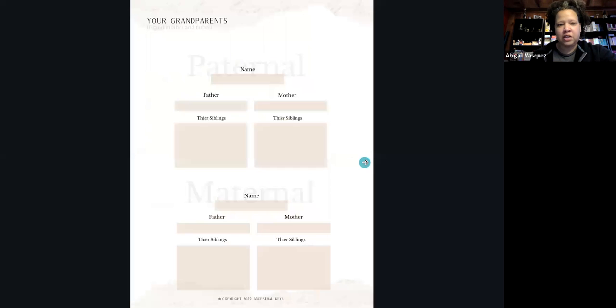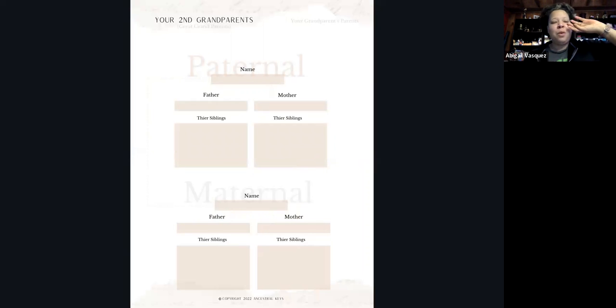This is for your grandparents. I have two portions of this on either side, so two pages: your maternal line and your paternal line. Write down your paternal grandparents and your maternal grandparents. This is their name, their mother and father, and then their siblings. Now we're going into your second grandparents. This is your great grandparents. You're writing down your paternal side, your maternal side, their mother, their siblings, and that information.